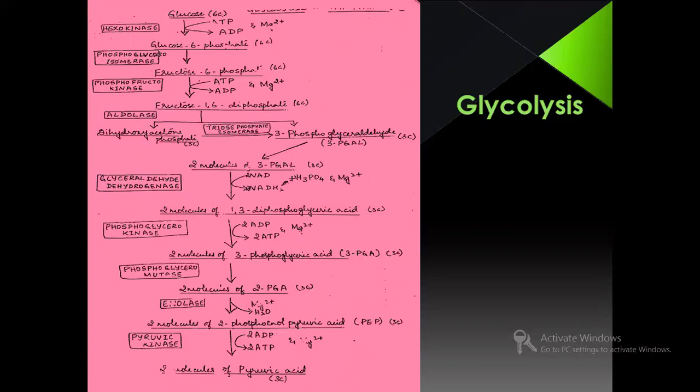This reaction is common to both aerobic and anaerobic respiration. Glycolysis is also referred to as the EMP pathway, meaning the Embden-Meyerhof-Parnas pathway, because the glycolysis mechanism was named after its discoverers. As I said, this is common to both aerobic and anaerobic respiration.